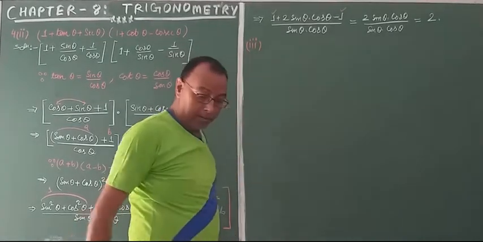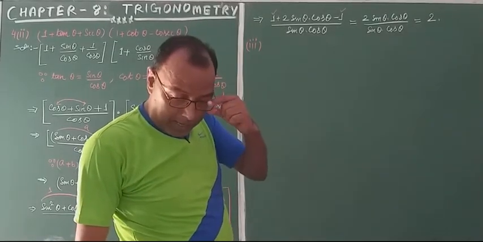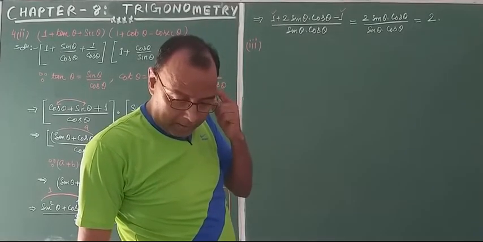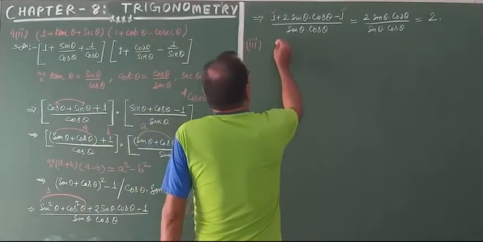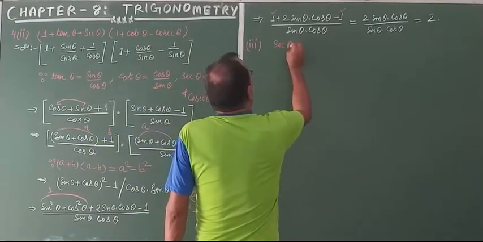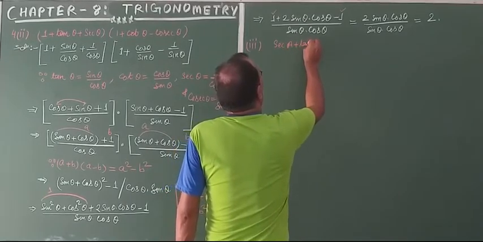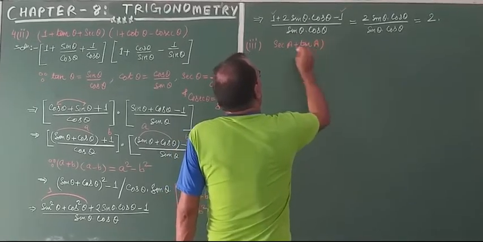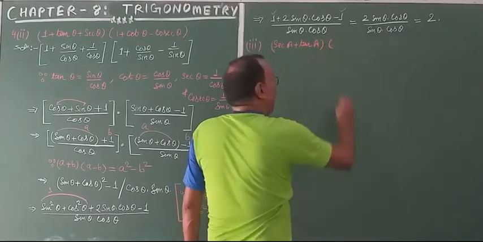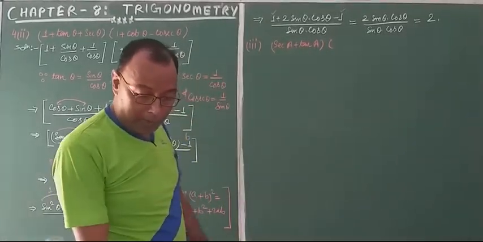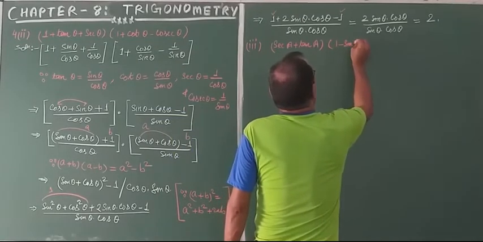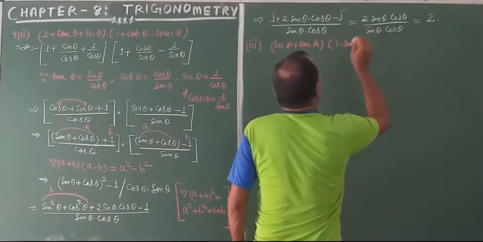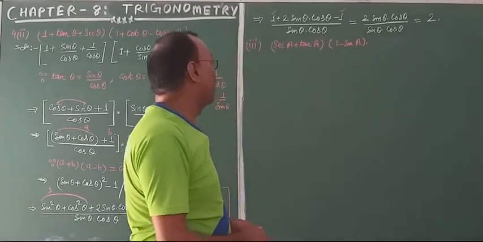This is the question: (sec A plus tan A) into (1 minus sin A). You have to find the value of sec A plus tan A multiplied with 1 minus sin A. So now just look here. First we will convert them.